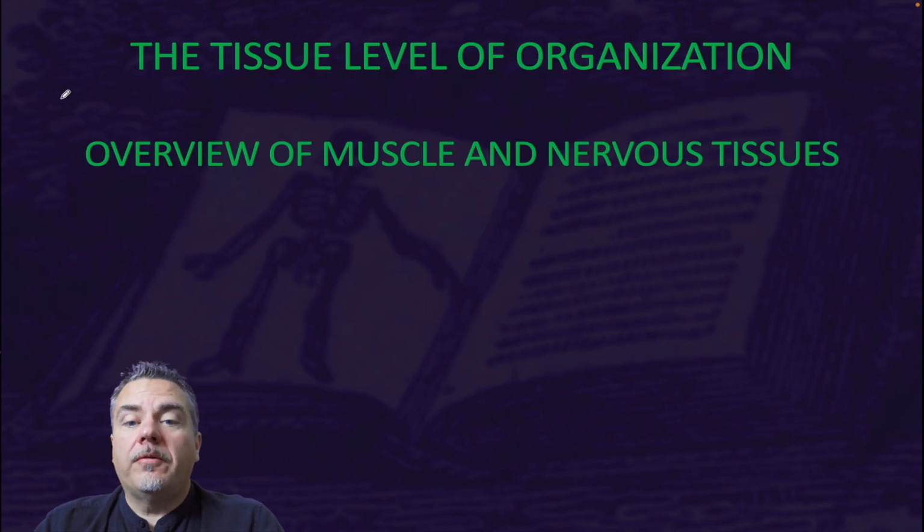This has been your overview of muscle and nervous tissues, which we'll get into more details in later lectures. This is also the conclusion of our introduction to the tissue level organization.